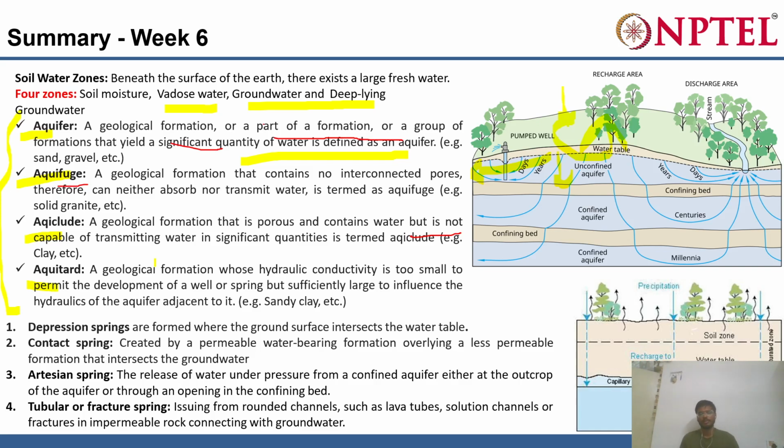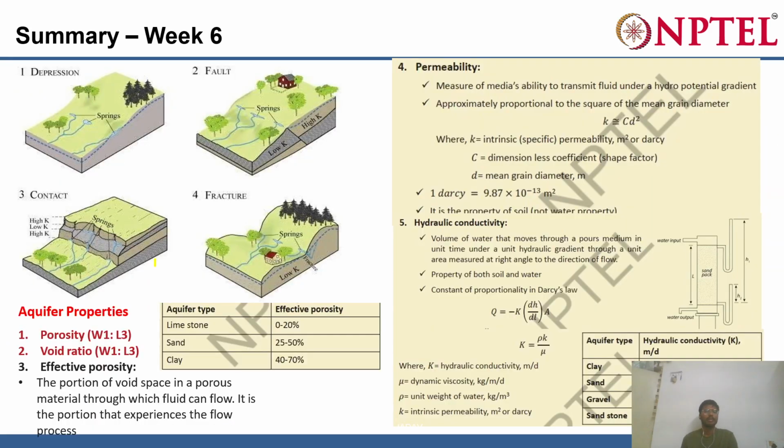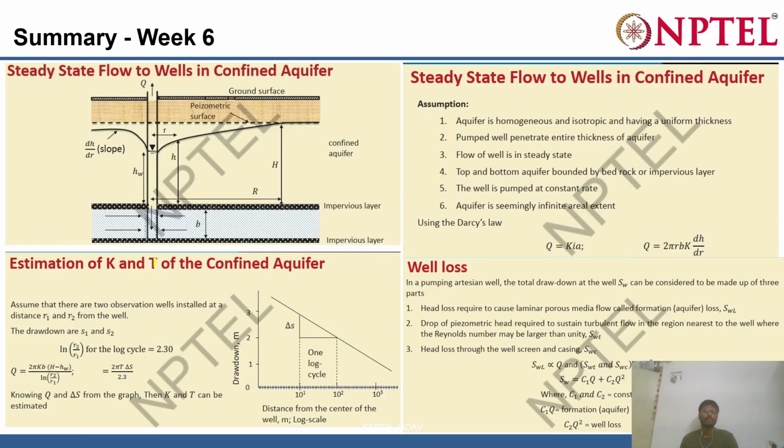Then we have also talked about different kinds of springs like contact spring, depression spring, artesian, and tabular spring, and each one of them is a different kind of feature. Then we have talked about aquifer properties, which basically transport water from one place, store water, and yield it at the right time. For that, you need to understand certain principles like porosity, permeability, hydraulic conductivity. All this helps us decide which kind of aquifer we have and how it will store and release the water.